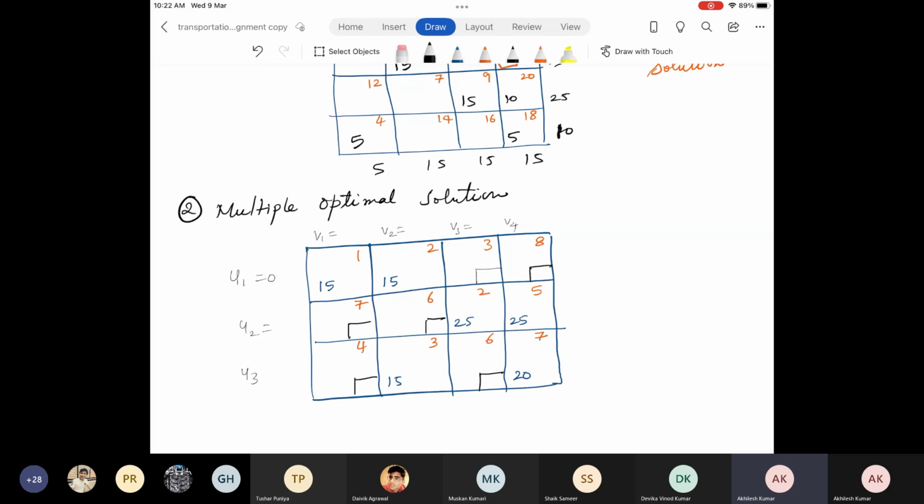So you need to find u1, u2, u3, v1, v2, v3, v4 and the corresponding reduced cost values for this assignment. Let me also put 20, 50, 35, 15, 30, 25, and 45. So you can see it is a balanced transportation problem. Try to find u1, u2, u3, v1, v2, v3, v4.